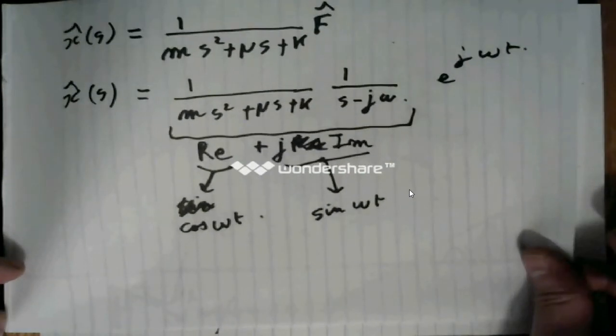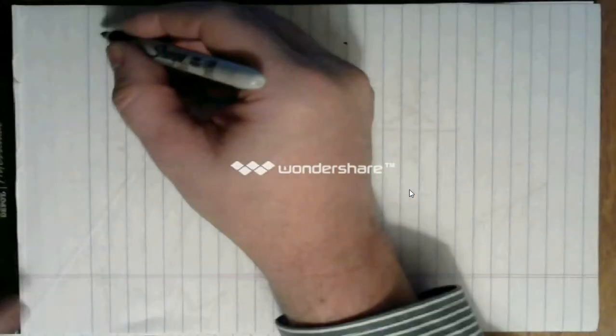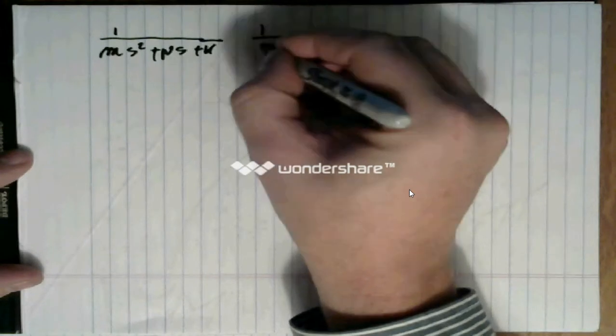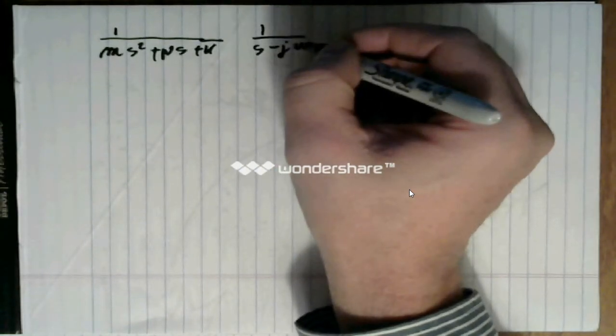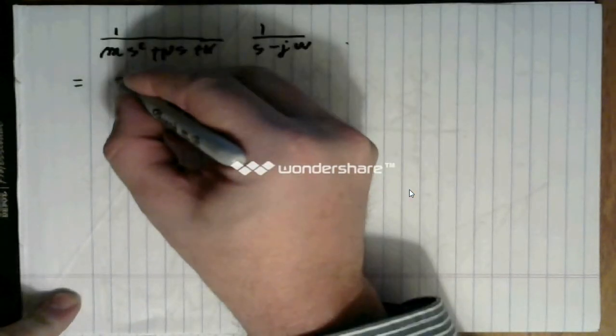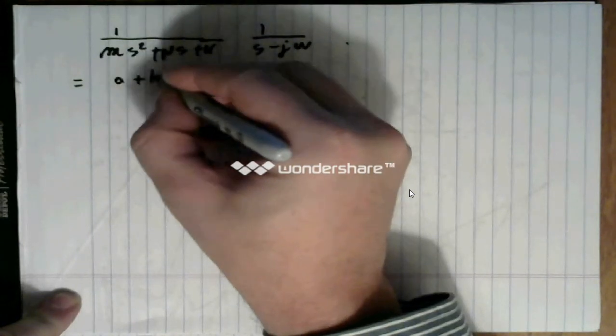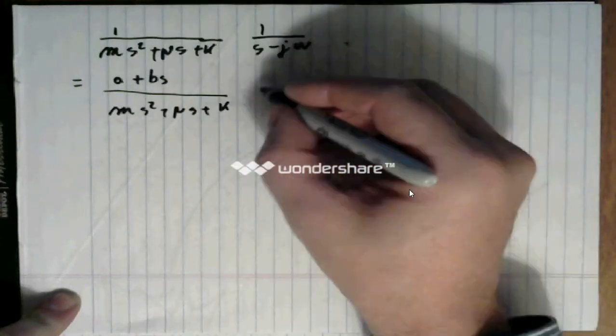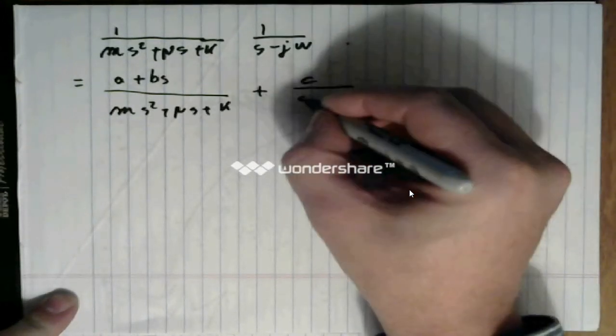We first do a partial fraction expansion by writing that 1 over ms squared plus mu s plus k times 1 over s minus j omega, equal to a plus bs divided by ms squared plus mu s plus k plus c over s minus j omega.